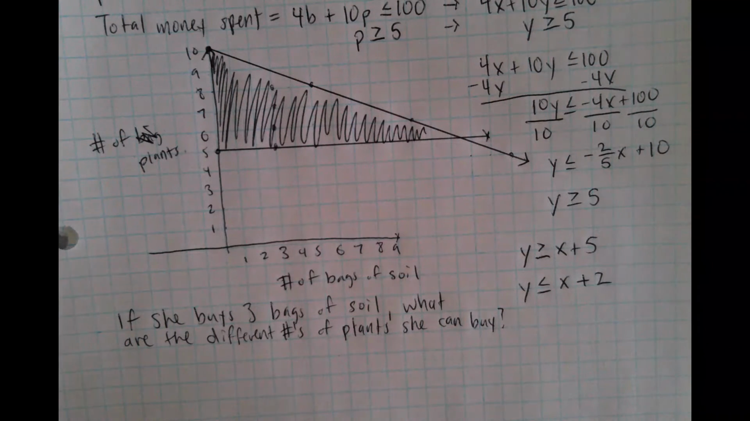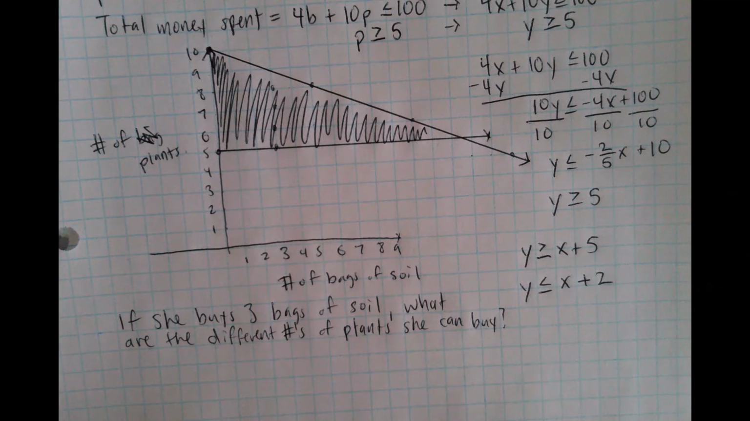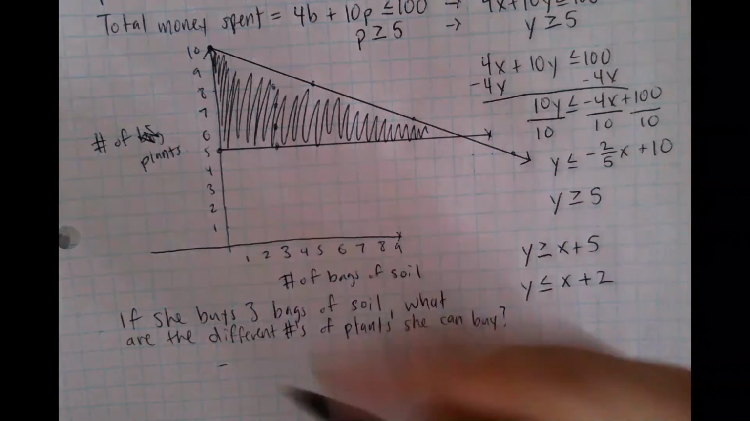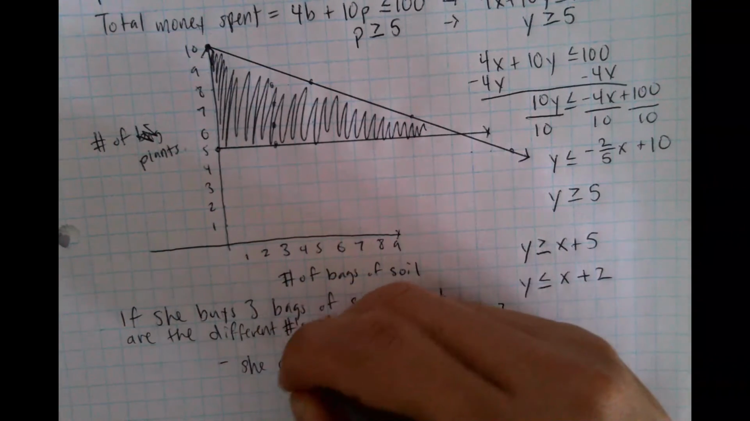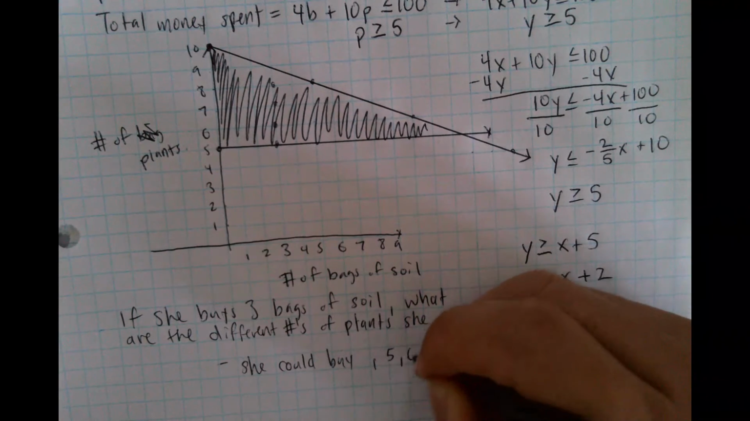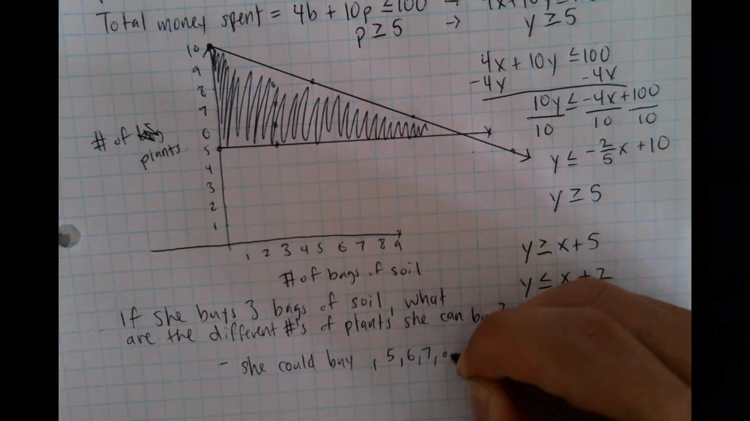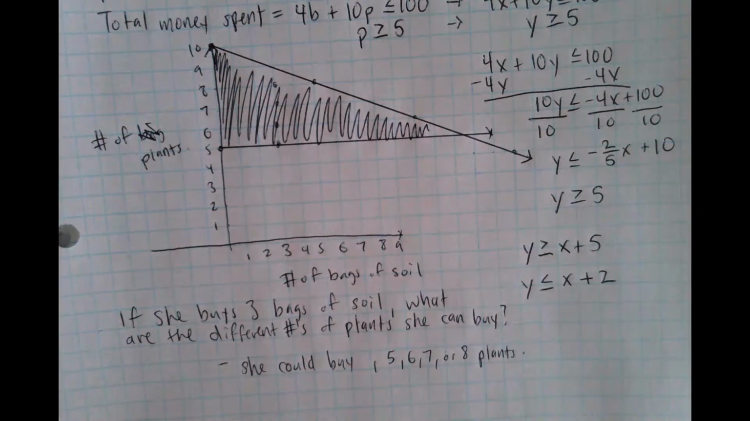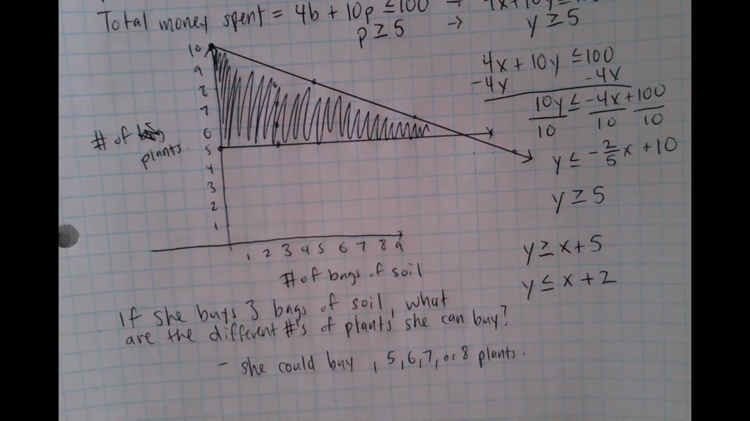If she buys 9 plants, she's going to spend over $100. So to answer this, you would say she could buy 5 plants, 6 plants, 7 plants, or 8 plants. Those are all different amounts she could buy.